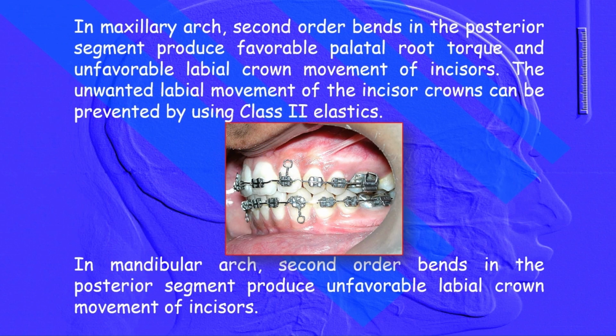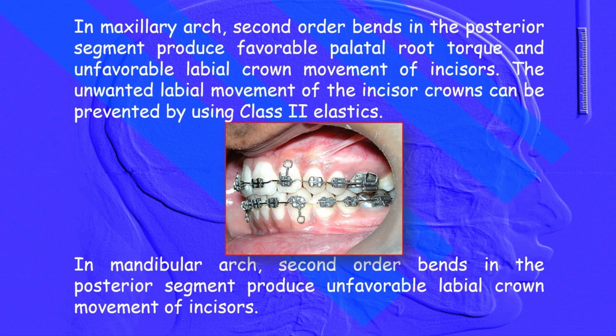When a continuous arch wire with second-order bends in the posterior region is ligated in the maxillary arch, it produces palatal root torque in the incisors, which is favorable. However, it also causes their labial crown movement. This unfavorable labial crown movement of the incisors can be prevented by using class 2 elastics.